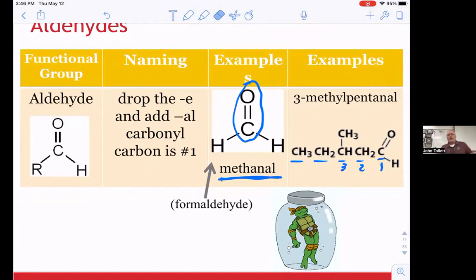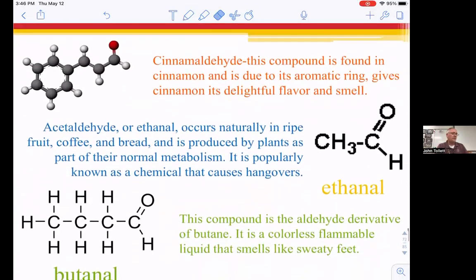It's an older name. But formaldehyde is used as a preservative. And those of you that took biology know what formaldehyde smells like when you did either frogs or pigs or cats in your dissections. Those were soaked in formaldehyde. There are some other common aldehydes.